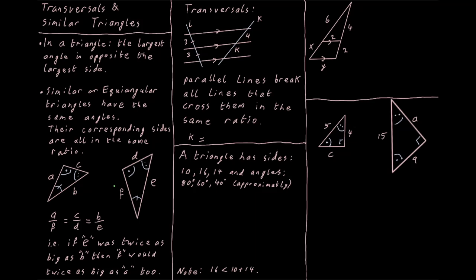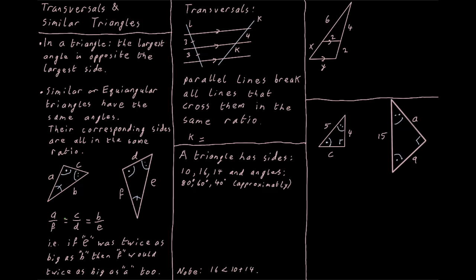If E was twice as big as B and they're similar triangles, because the proportions of all of these sides are the same, we would be able to say that D would be twice as big as C and F would be twice as big as A. They're all in the same ratio is how we say it mathematically, but it just means that if E is twice as big as B, we automatically know that D is twice as big as C, and so on. So that's what is useful about similar triangles. The sides are in the same ratio.